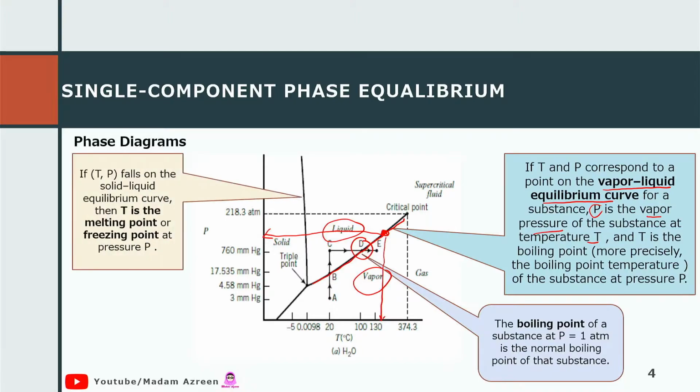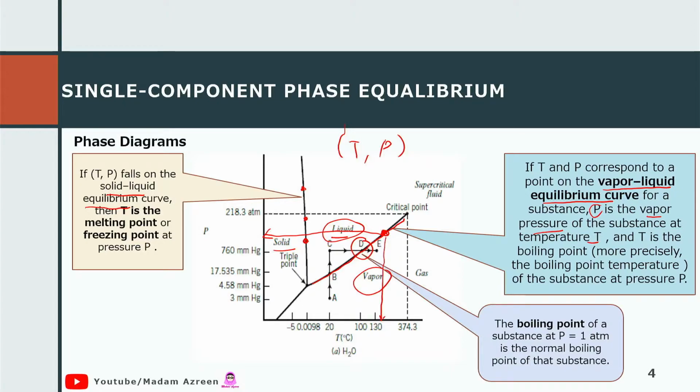Then we have another line that separates solid and liquid. This is called the solid-liquid equilibrium curve, and the temperature at any point along this line is named the melting point or freezing point at a particular pressure. Again, temperature and pressure always go together, just like a couple. They have to be coupled together all the time.